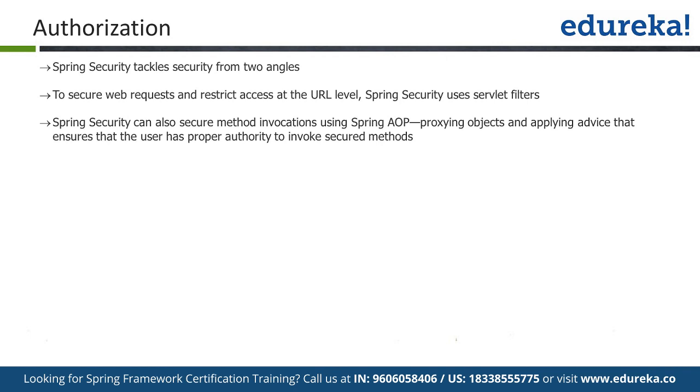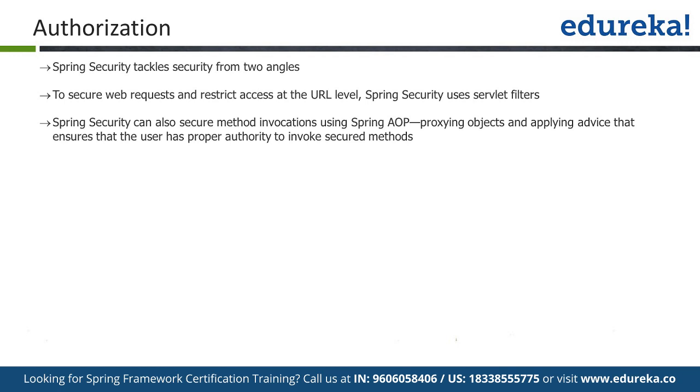Now comes Spring Security Authorization. Spring Security tackles security from two angles: to secure web requests and restrict access at the URL level. Spring Security uses servlet filters. Spring Security can also secure method invocations using Spring AOP, with proxying objects and applying advice that ensures that the user has proper authority to invoke secured methods.